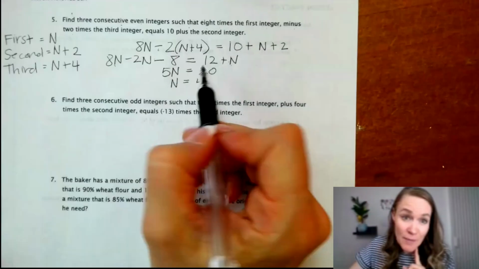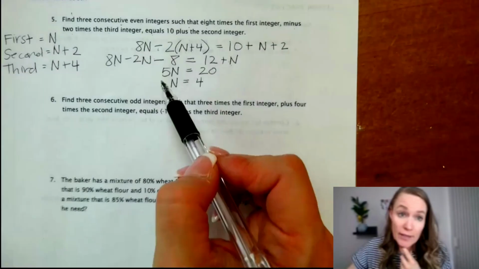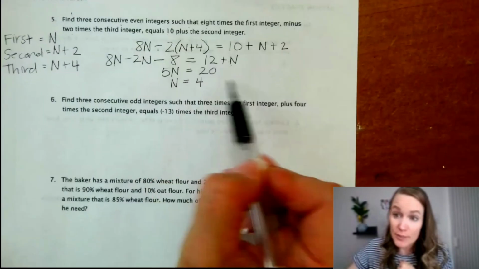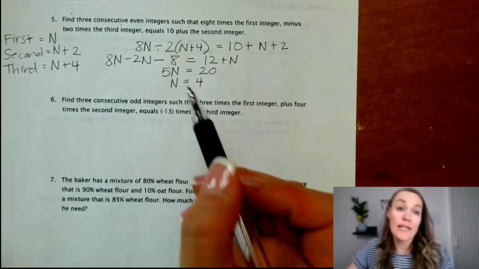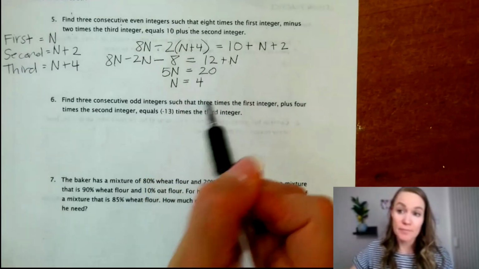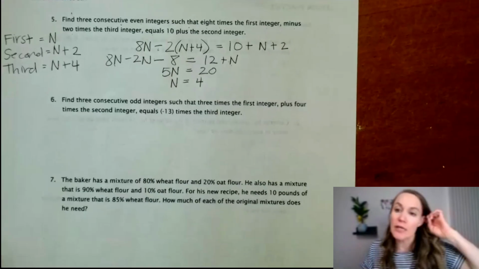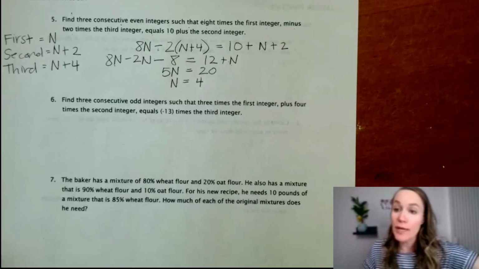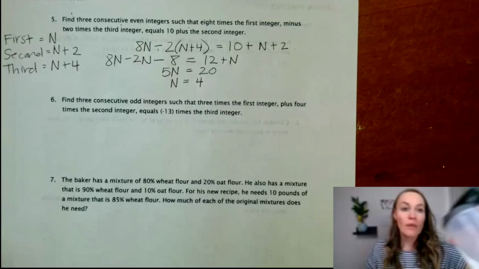And remember that last step, you can think of it two ways. You can say, okay, I need to divide by 5 on both sides. That would work. You can also say 5 times what equals 20, and that's going to be 4, so n equals 4. So remember, you can always think about it two different ways, and you pick the way that makes the most sense to you.